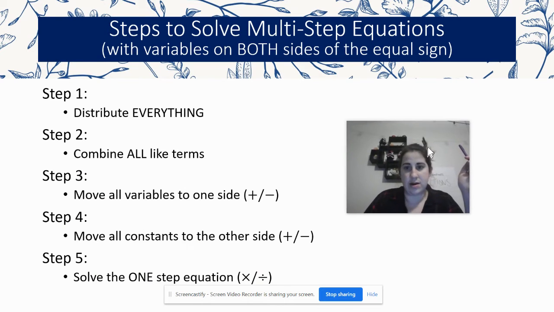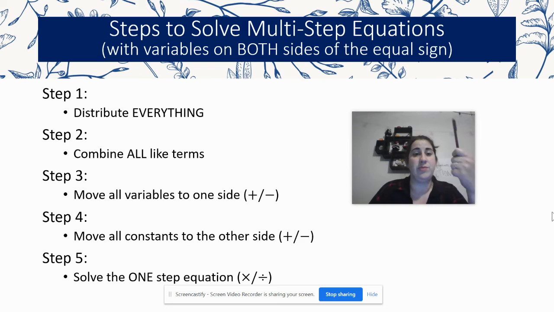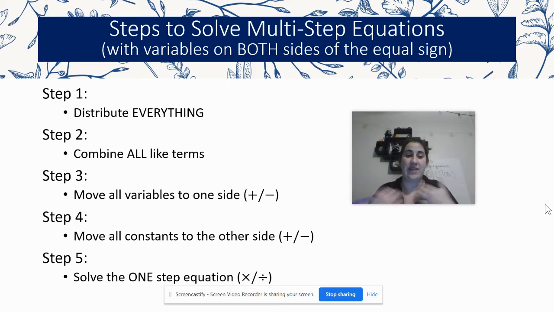Okay, these are the steps. Step 1, you're going to distribute everything. Get rid of those parentheses. Step 2, combine all like terms. Step 3, you're going to move the variables from one side to the other side using adding and subtracting. Step 4, move all the constants to the other side using adding and subtracting. And then the last step, step 5, is solve the one-step equation using multiplying and dividing, the inverse relationships. Pause this video, write down your notes.